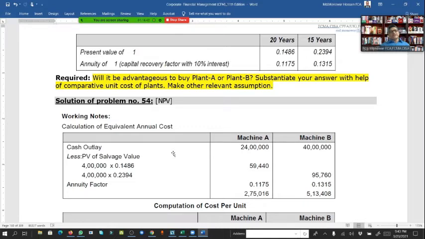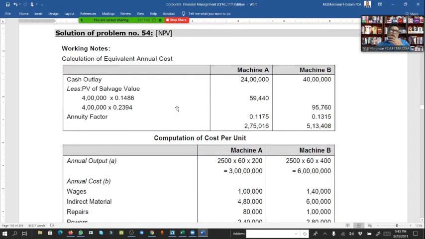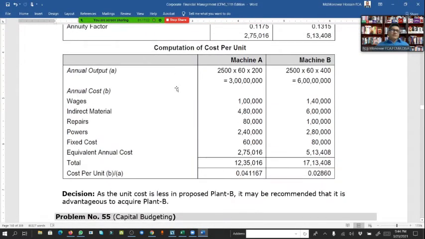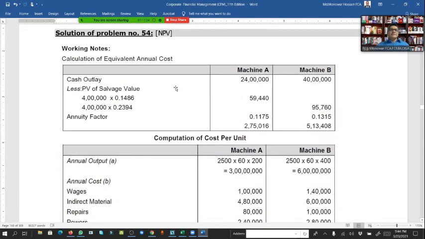Justify your answer, and here the comparable unit of plant. Make your relevant assumption. So first we have to calculate the equivalent annual cost. Look here. Cash outflow: 40 lakh for the machine, 24 lakh and 40 lakh.